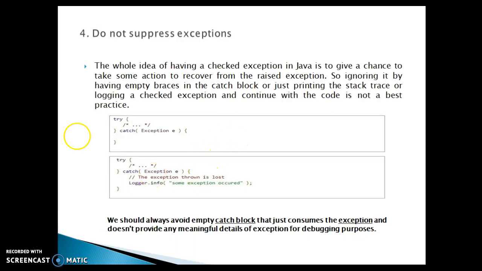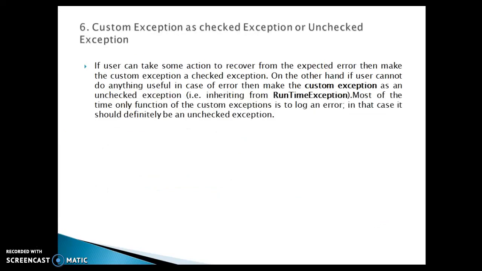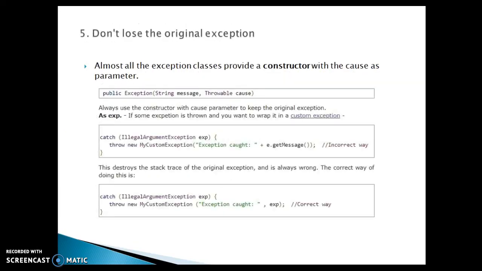Now, the next best practice is: don't lose the original exception. Almost all the exception classes provide a constructor with the cause as a parameter, right? If you go to the Exception class, you have a constructor which takes an error message, or exception message, and a second parameter, cause, which is nothing but the reference of Throwable, right? Always use the constructor with the cause parameter to keep the original exception.